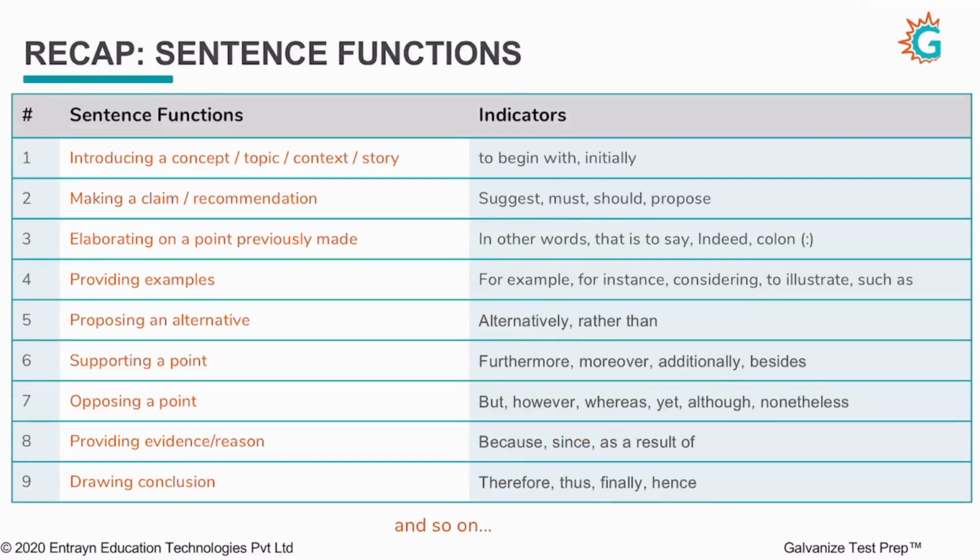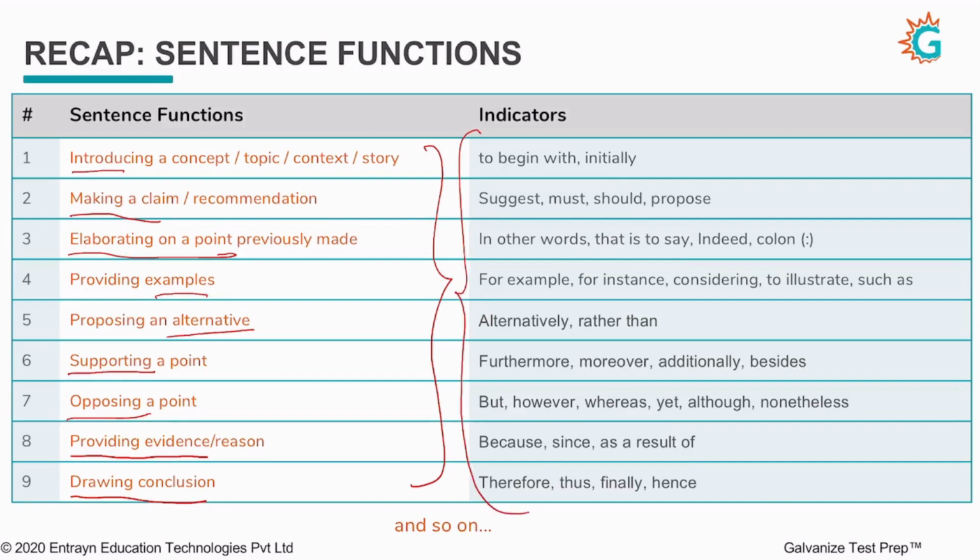So a quick recap of different types of sentence functions which will help us with today's class is, for example, sentences could introduce a concept, make a claim, elaborate on a point previously made, provide examples, alternatives, support, oppose a point, provide evidence, or draw conclusions or inferences. So, it's important for you to keep your antenna up and make sure that you are conscious of the purposes of sentences, and these indicator phrases will help you spot the purposes of sentences.